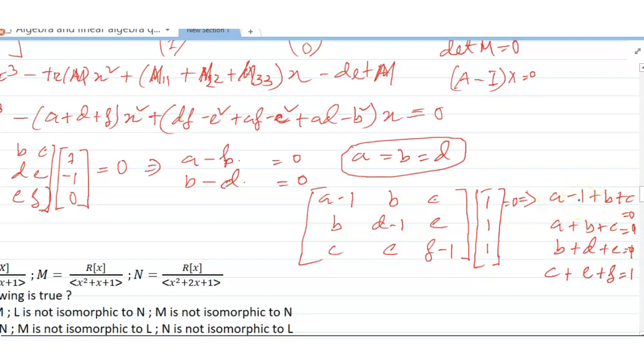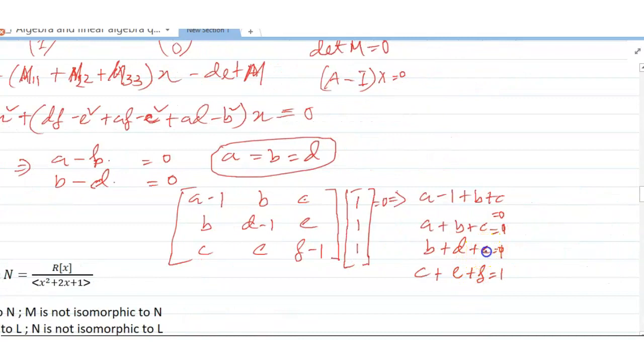And now I have to solve these equations. How can I solve them, friends? I know a equals b equals d from these equations, and another way I can get it: a plus b plus c equals 1. This I get, and b plus d plus e equals 1.